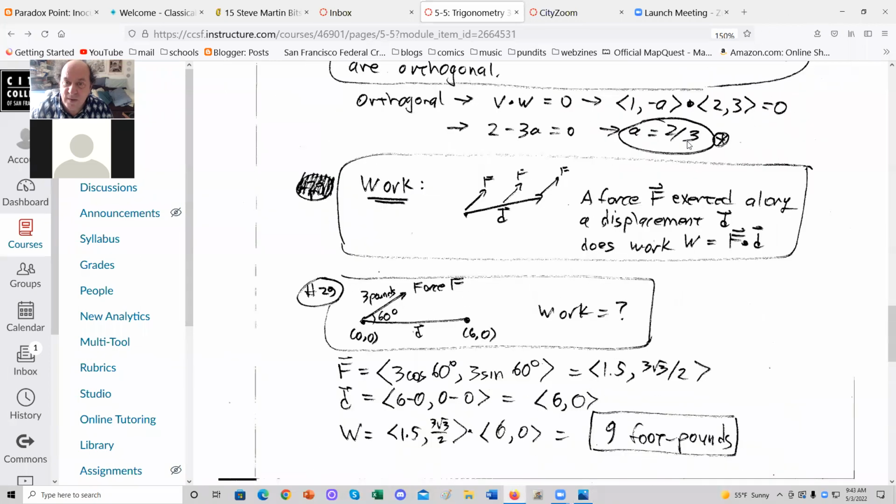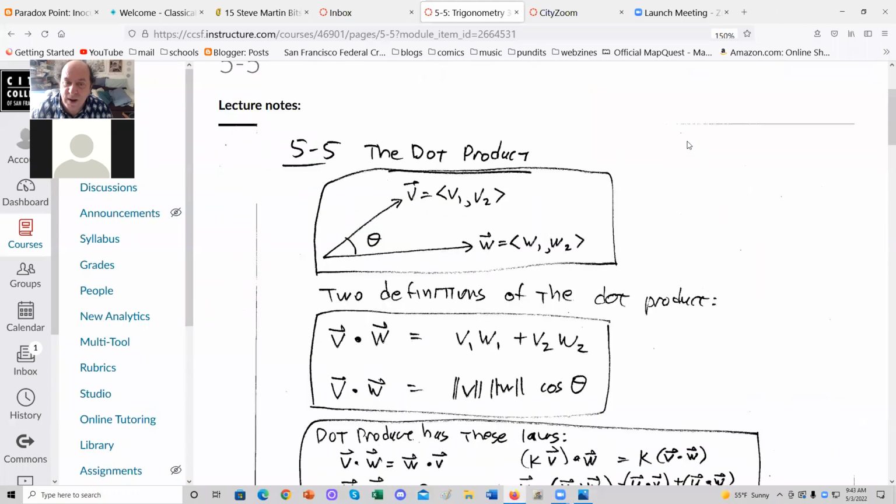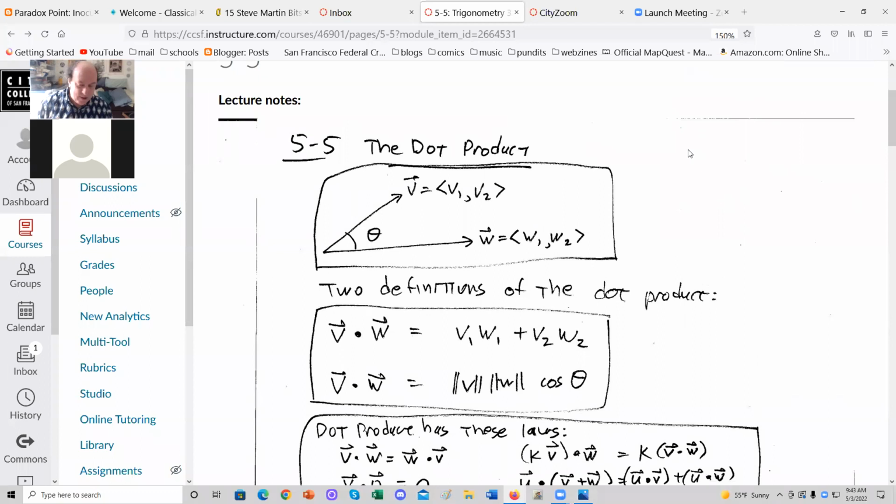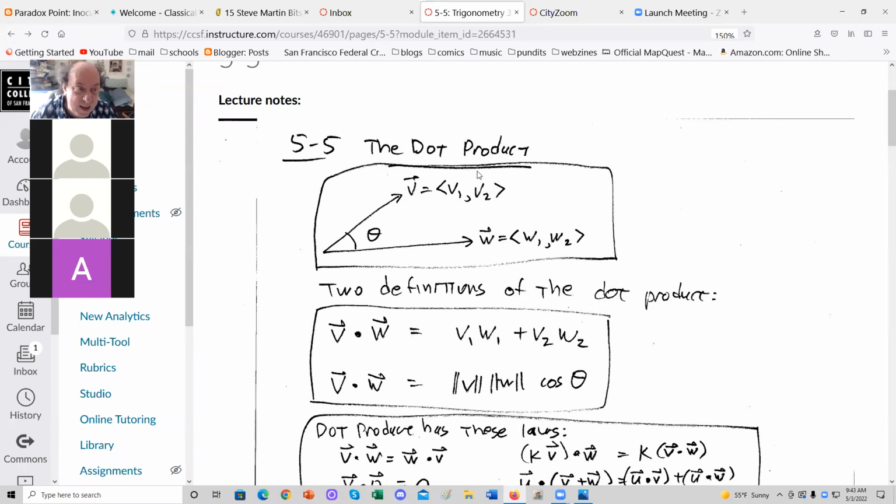All right. For today, we start talking about the dot product. We're actually getting to where some trigonometry is required. The dot product takes two vectors, v1, v2, and w1, w2, and it's written as v dot w, and it gives out a number. It takes in two vectors and gives out a number. It's a little odd. Usually products give back the same kind of thing they put in, but that's how the dot product works.